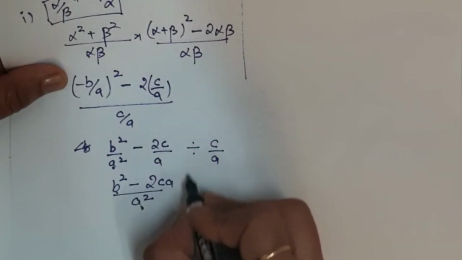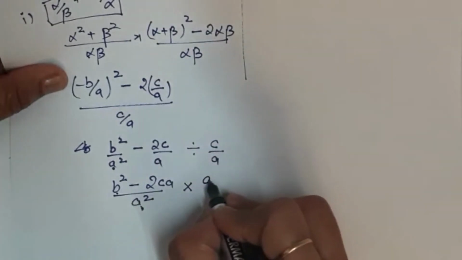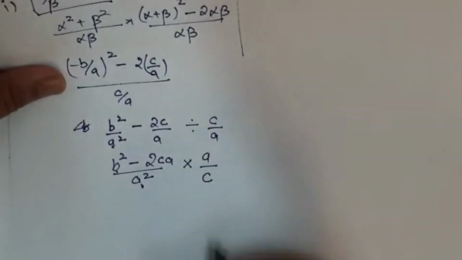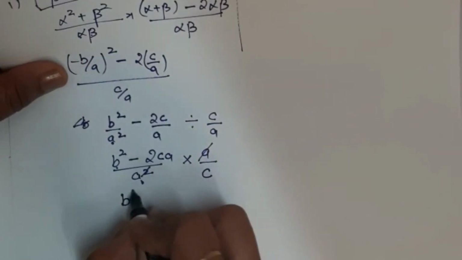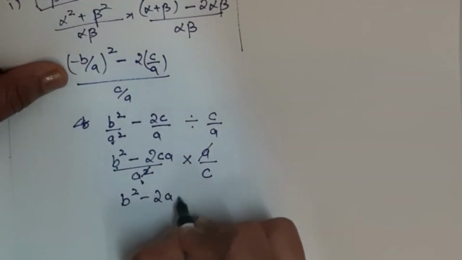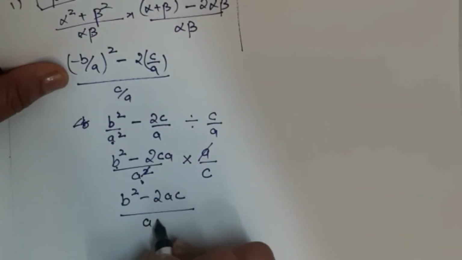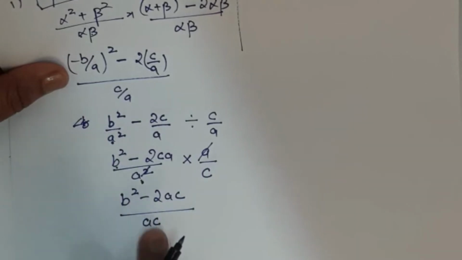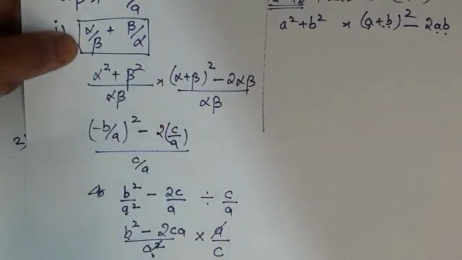Now we have to change the divide into multiply, so I take the reciprocal of the term into a/c. Now a and 1a are cancelled. So it comes out to be (b² − 2ac)/ac. So this is the answer of the question asked to us: what is the value of α/β + β/α?